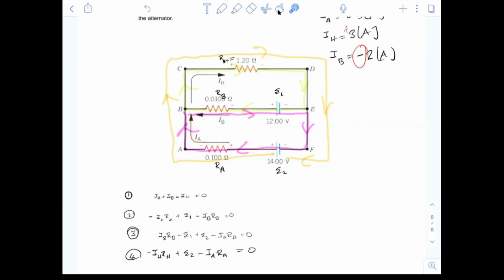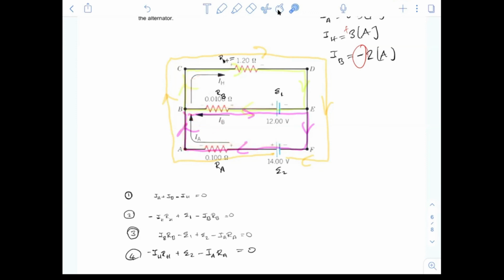These directions are assigned arbitrarily, randomly. In the battery, for whatever reason, the current is coming out of the positive and moving in this direction. There's no logical reason to assume that the current is going this way out of a battery, and no logical reason to assume that the current out of the alternator is going that way. So you randomly assign directions to the currents from these voltage sources.